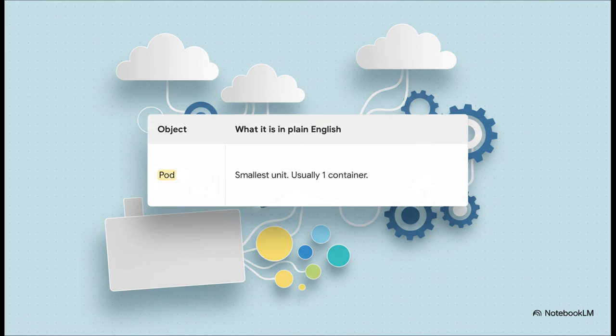A pod is simply the smallest unit. Now, most of the time, it just holds one single container. You might sometimes see a main container that has a few tiny helper containers alongside it. But the main idea to hold on to is that one-to-one relationship.